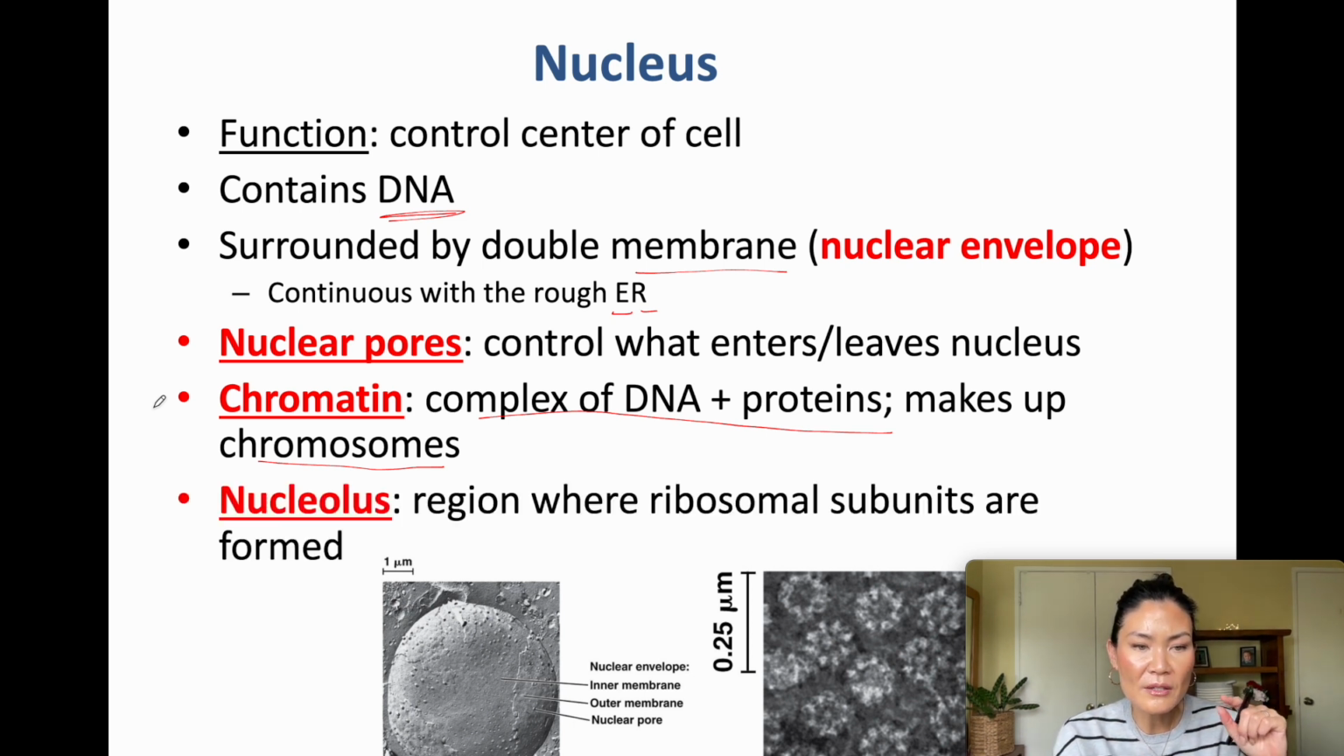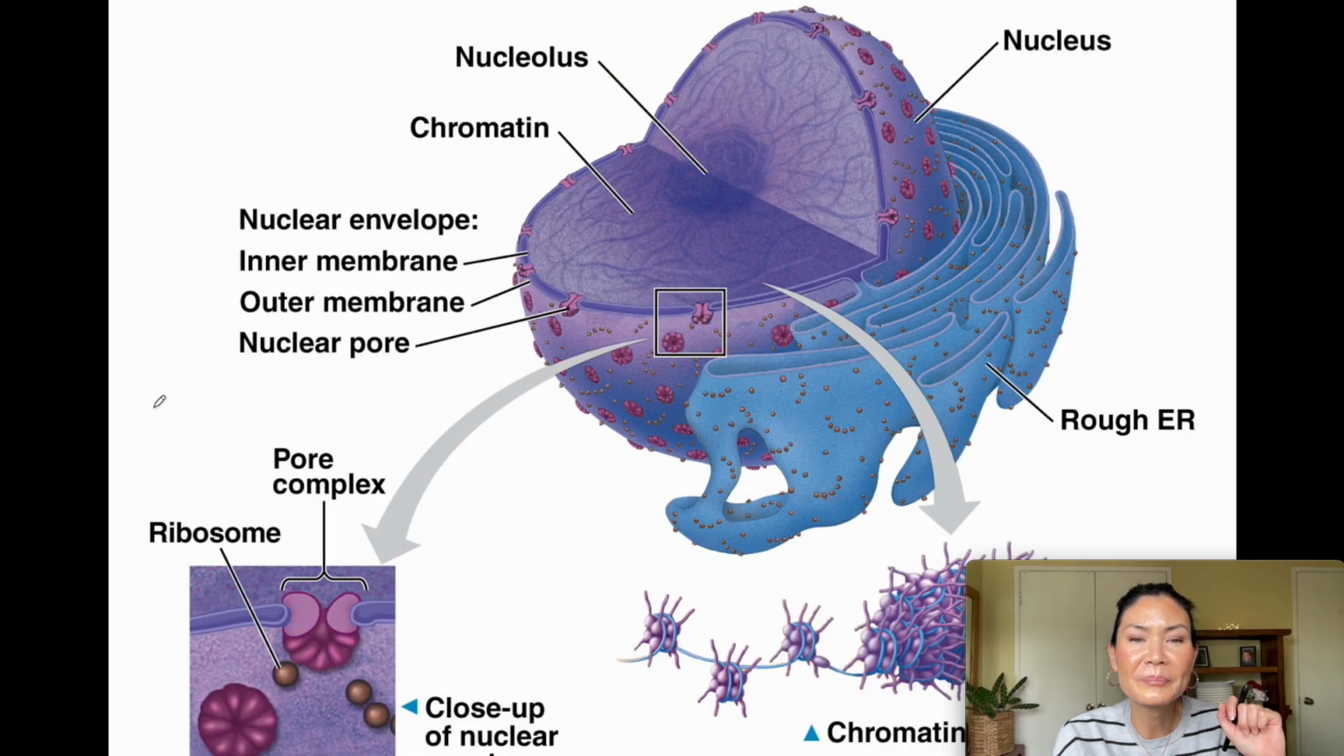And the nucleolus, okay, the nucleolus is a structure or a region within the nucleus that's slightly darker. It's more compact and darker. That's where ribosomes are being made, okay?